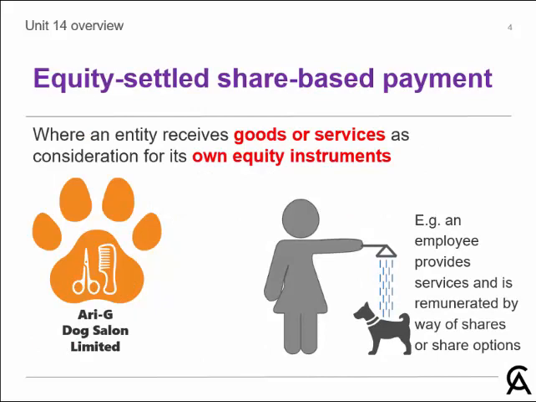The trickier share-based payments to understand in Unit 14 are what we call equity settled share-based payments. This is where an entity receives goods or services as consideration for its own equity instruments. In other words, the entity is paying for goods and services by issuing shares or share options. So the credit side to the transaction is to equity. Here we might have the Ari dog salon, and an employee is being remunerated by way of shares or share options for providing their services.